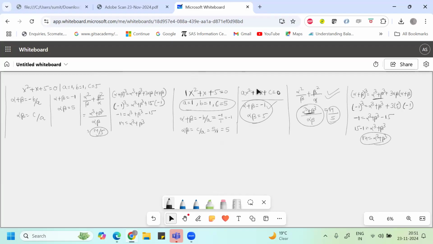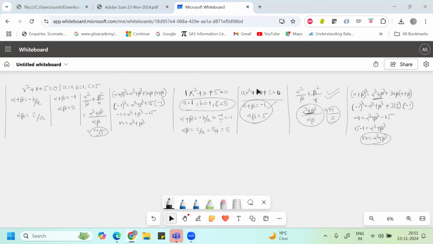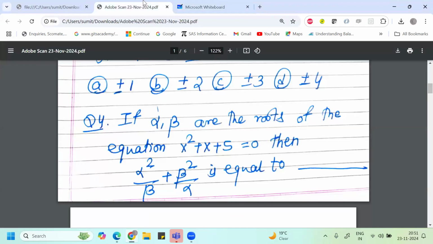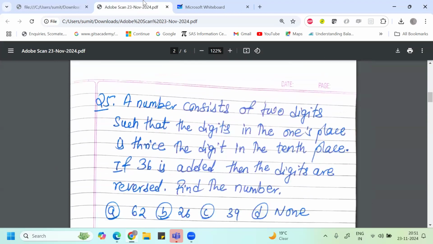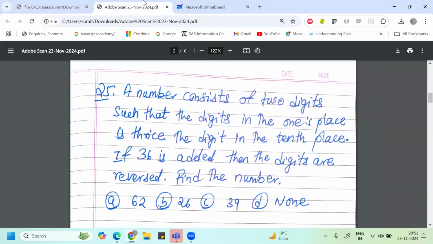I think little bit you need to brush up your concept on quadratic equation. Out of all the chapters, so all the content what is given in equation chapter, quadratic equation is very important. Try this question number 5.